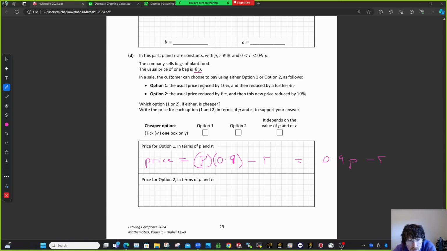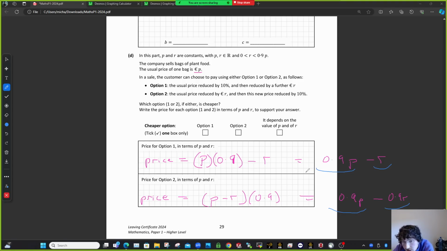Now option 2 is we first of all reduce the price by r. So the price here is p minus r, and then we reduce that new price by 10%, which is again multiplied by 0.9. And then if you multiply that out, you see that that's 0.9p minus 0.9r. So which is better? This here is sort of a fixed number in blue, and we want a cheaper price. And so we'll want the biggest amount taken away, the full r to be taken away for a good price, whereas here we only take away 0.9r, we take away less.